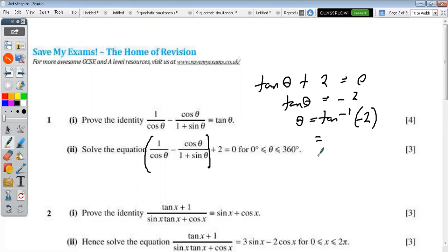Arctan of minus 2 in degrees, not in radians, because the range there is in degrees. What do you get? -63.4349. Not one decimal place. It's okay. -63.4. Yes. Then let's use the quadrants now, because the answer has to be within this range.